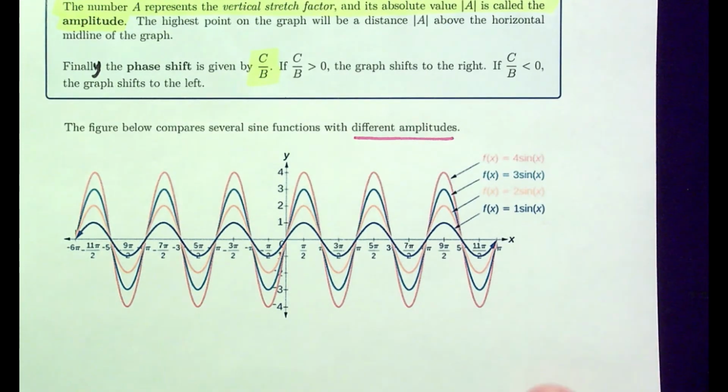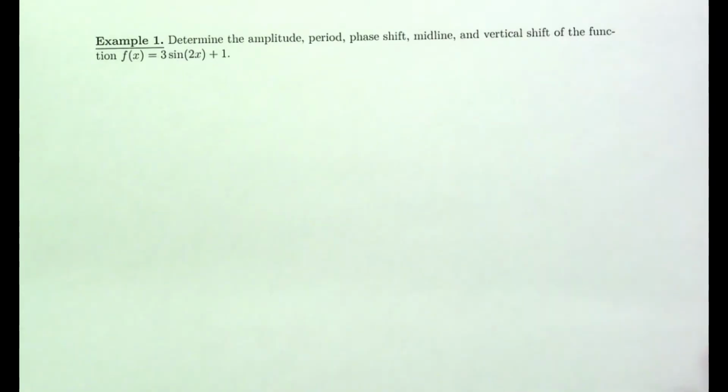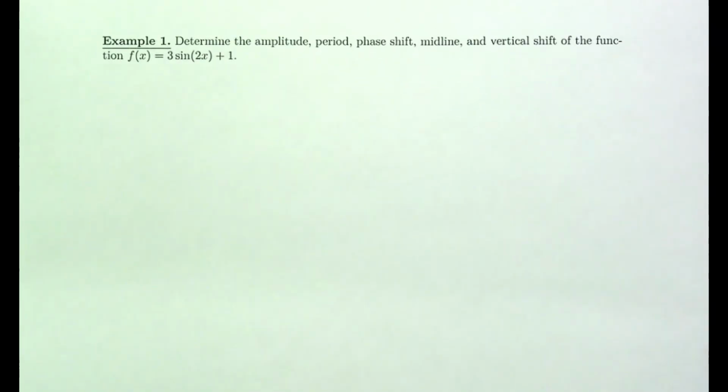Okay, let's put all of this together and, given some sinusoidal functions, actually find all this stuff. So here's the first example. Determine the amplitude, the period, the phase shift, the midline, and the vertical shift of this function right here. f of x equals 3 sine of 2x plus 1.